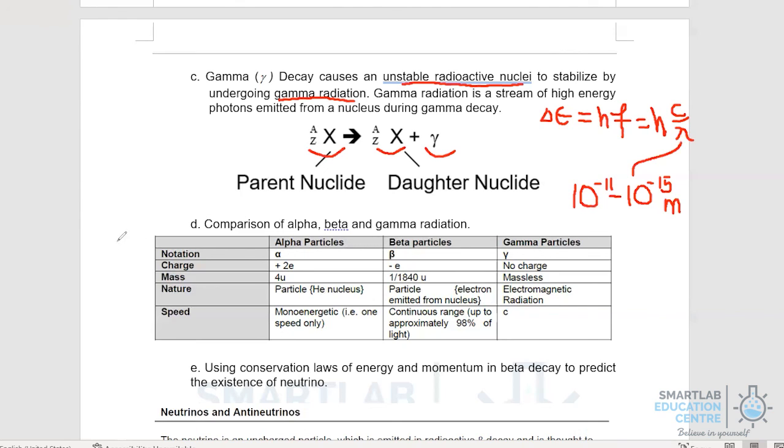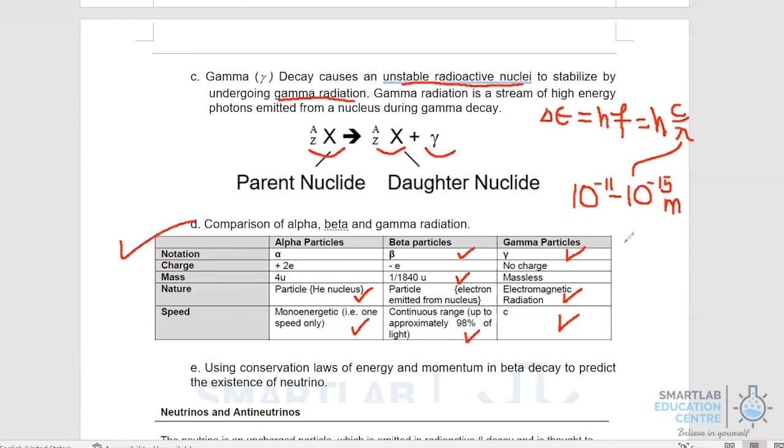Therefore, in conclusion, this is a summary. So an alpha particle is a helium nucleus, and it has only a specific speed. A beta particle has significantly lower mass than the alpha particle. It has a continuous range of kinetic energy due to the fact that an anti-neutrino is produced alongside it during beta decay. While in the case of gamma radiation, it has no mass, it is just a wave, and it travels at the speed of light.